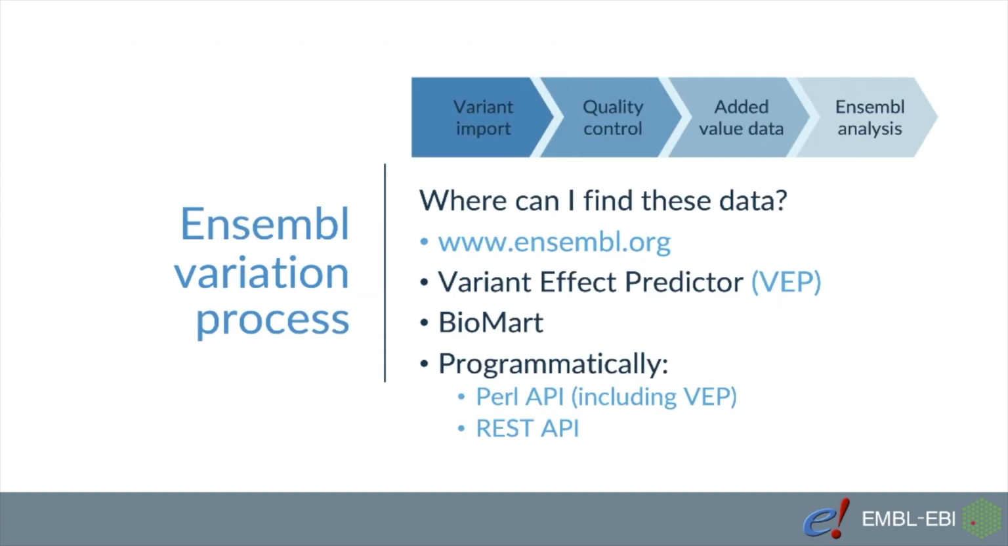Finally, you can get our variation data from our Ensembl main page at www.ensembl.org. You can mine this data using our Variant Effect Predictor, which I'm going to be talking about later on. You can also mine it using our online export tool, BioMart, which I'm going to be talking about during our last webinar in the series. And finally, you can also access it programmatically using our APIs.